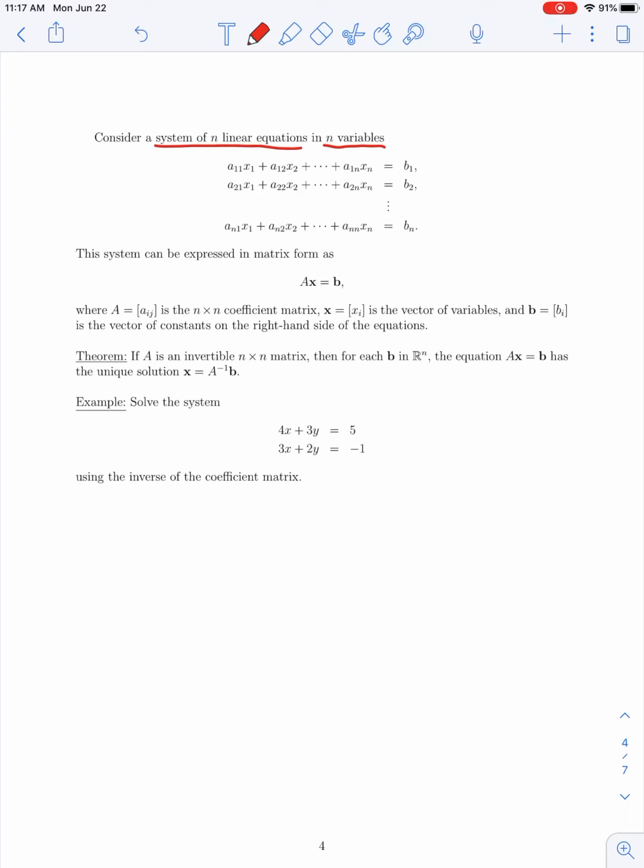Our first equation in the variables x1, x2 up through xn would have coefficients a11, a12 up through a1n. And the linear combination of those variables x1 through xn is equal to some constant b1. Then our second linear equation would be of the form a21 x1 plus a22 x2 up through a2n xn is equal to some other constant b2.